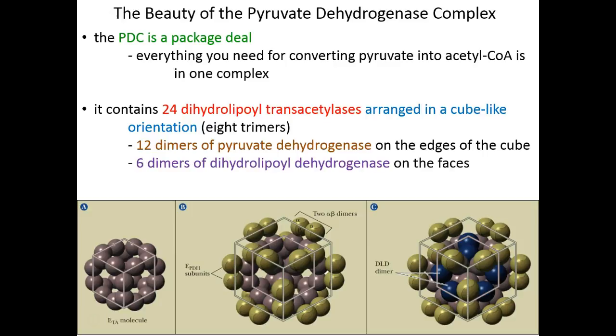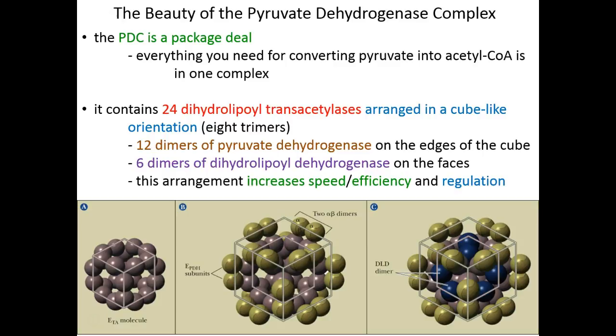On the faces of the cube are 12 dihydrolipoyl dehydrogenase enzymes. These are those enzymes that are responsible for regenerating lipoic acid. These 6 dimers are on the faces of the cube. This arrangement allows something that is sometimes referred to as substrate streamlining or substrate feeding, where substrate as it leaves one enzyme as product is perfectly positioned to enter the active site of the next enzyme as substrate.